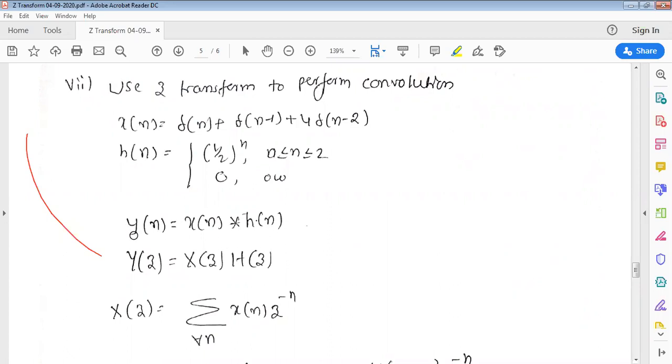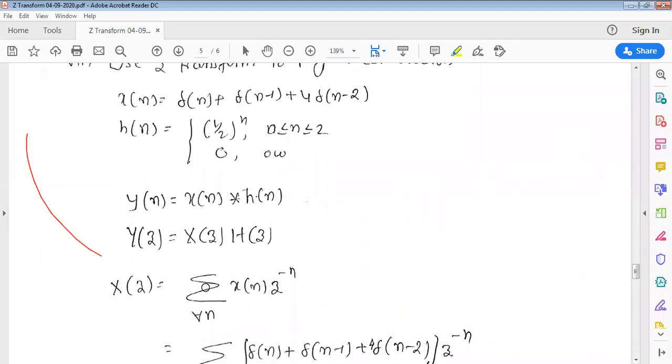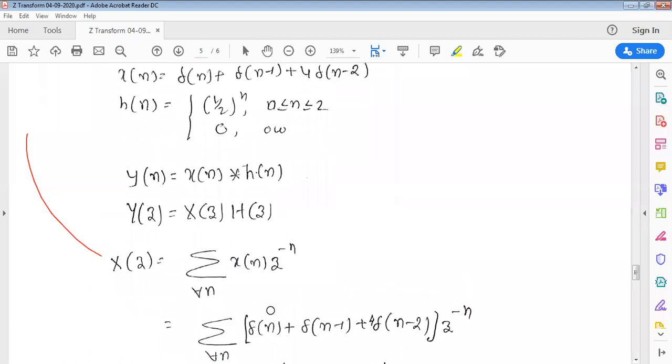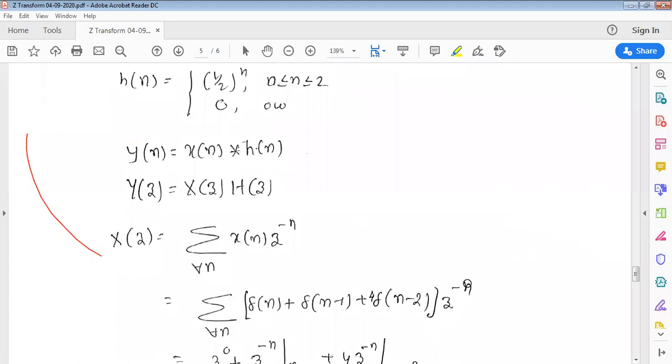So what is the result of convolution? How do I perform convolution? Y of n equal to x of n convolved with h of n. So Y of z is equal to, x of n transforms to X of z, h of n transforms to H of z. So Y of z is equal to X of z into H of z. Now first obtain X of z. What's the formula? Summation of x of n into z power minus n for all values of n. So write it: summation for all values of n, delta of n plus delta of n minus 1 plus 4 into delta of n minus 2, into z power minus n.